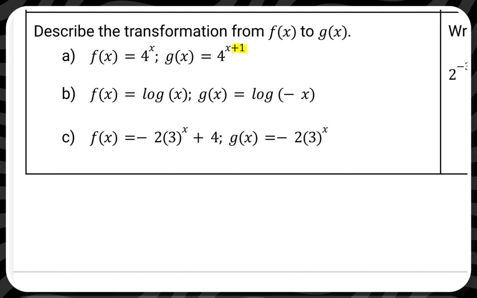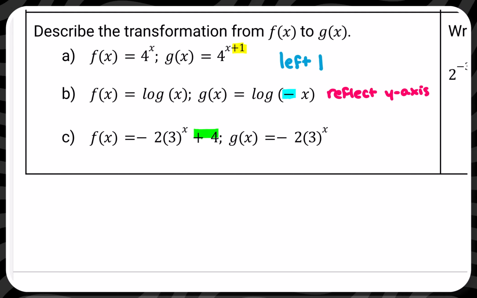But right here for A, I can tell that we are adding 1, but we are adding 1 specifically to the x, which means that we are going to be moving left because it's opposite of what we think. It will be left 1. The only difference between F and G here is a little negative in front of the x. So if you have a negative, it's going to immediately reflect, but how? If the negative is with the x, it will reflect over your y-axis. If the negative is in front of the function, it will reflect over your x-axis.